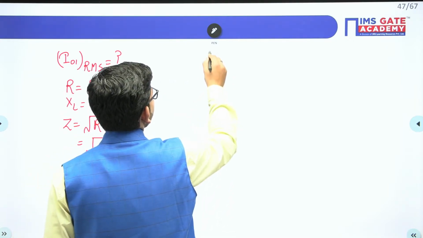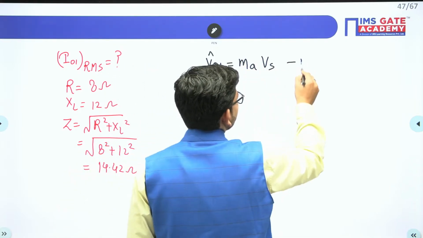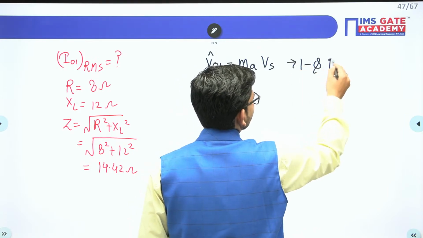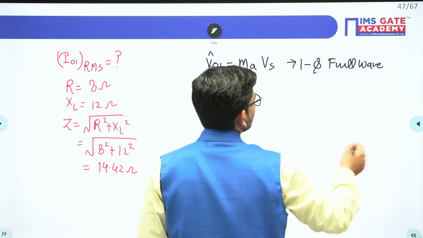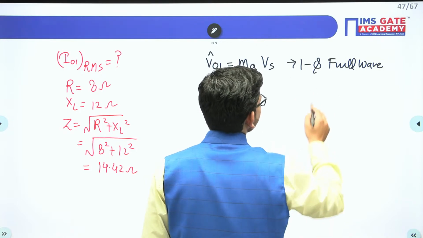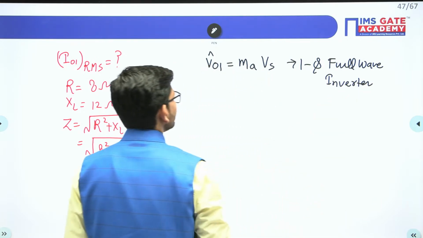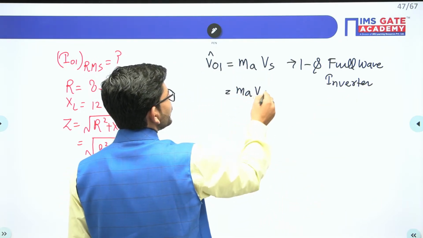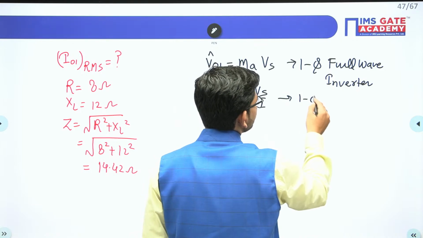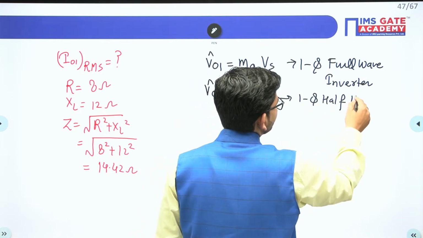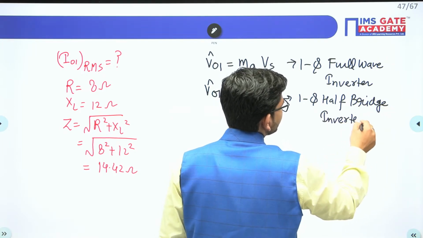So guys, the fundamental peak equals the modulation index times Vs, if this is a single phase full bridge inverter. Just remember these formulas and you will score 2 marks in the GATE exam by just remembering this formula. Full wave inverter, okay, for single phase full bridge inverter. If this is a half bridge inverter, you will use Vs by 2. This is for single phase half bridge inverter.